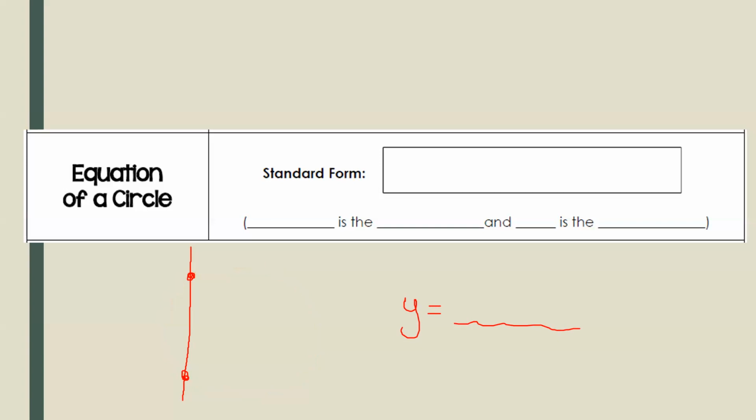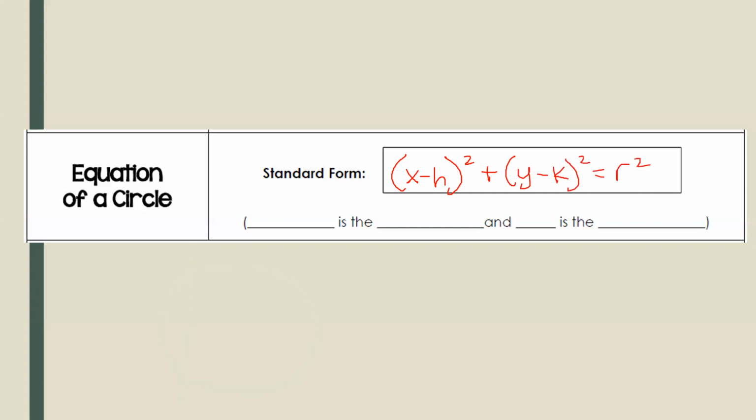I like it. All right. So the equation of a circle says (x minus h) squared plus (y minus k) squared equals r squared.